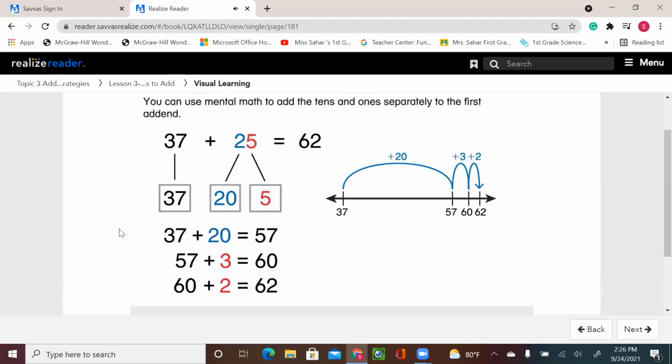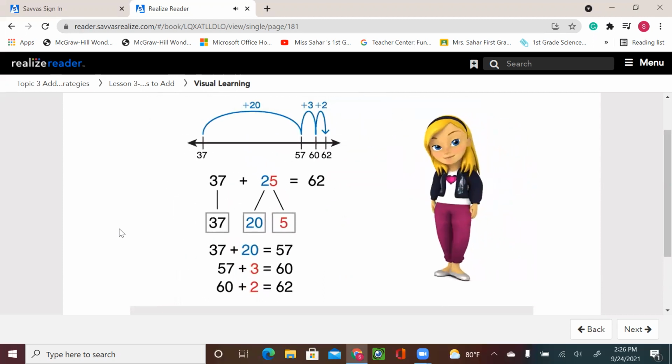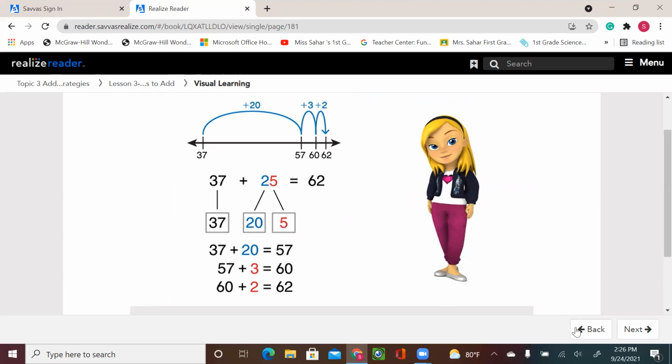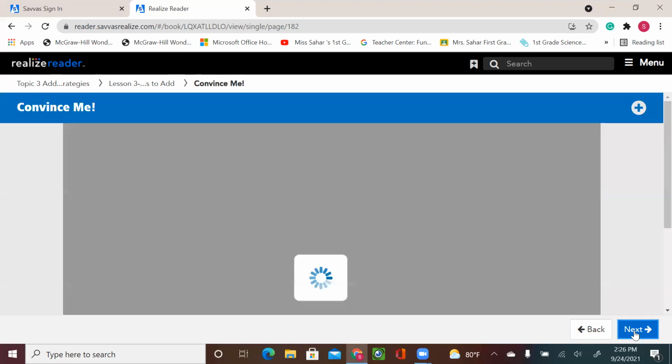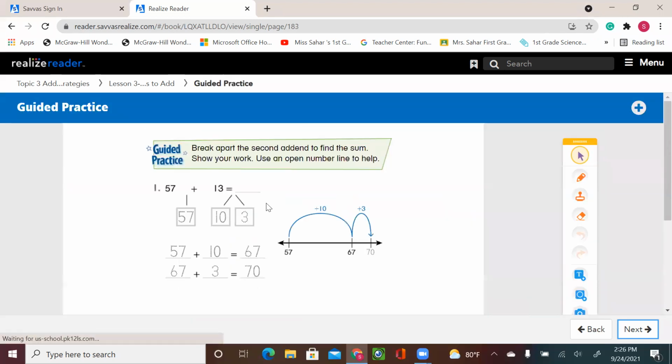You can use mental math to add the tens and ones separately to the first addend. Now you know how to break apart numbers to add. All right, let's go for the next activity. Got to practice. All right, page 102.